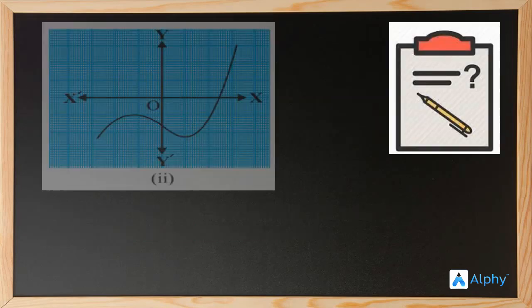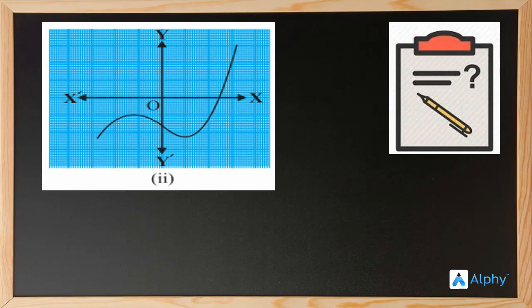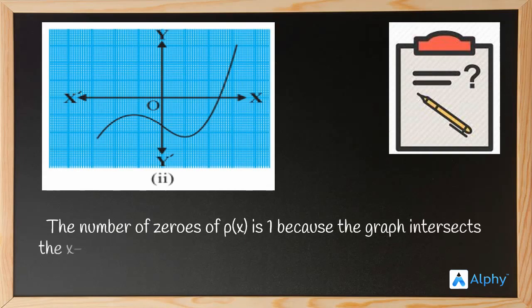Moving on, we have this graph right here. So let's see how many zeros this polynomial has. The number of zeros of p of x is 1 because the graph intersects the x-axis at only one point. So here the graph intersects the x-axis at only one point, and this is the point of intersection right here. If you are able to see this arrow, here the graph intersects the x-axis and hence this is going to be a zero. Since the graph intersects the x-axis only once, there is only one zero.